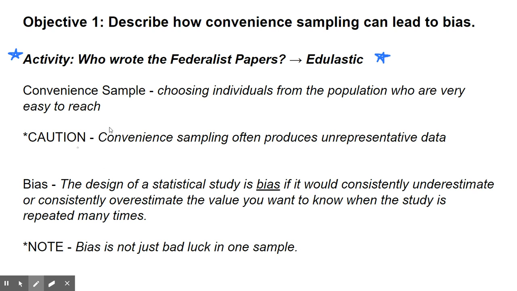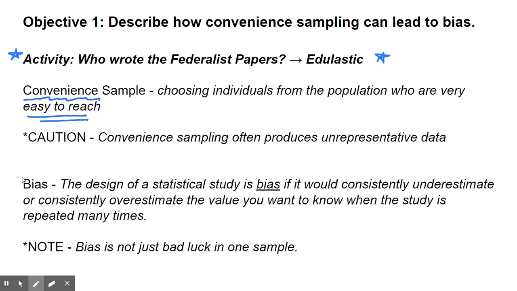All right. So the first type of sample we're going to talk about is called a convenience sample. We all know what it means to be convenient for us, right? So choosing individuals from the population who are very easy to reach. And that's not always the best way to sample. We know in life, the easy way out is not always the best way. So same thing when it comes to sampling. So again, caution: convenience sampling often produces unrepresentative data. So be aware of that.